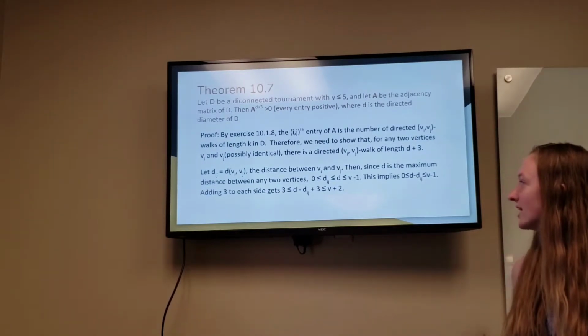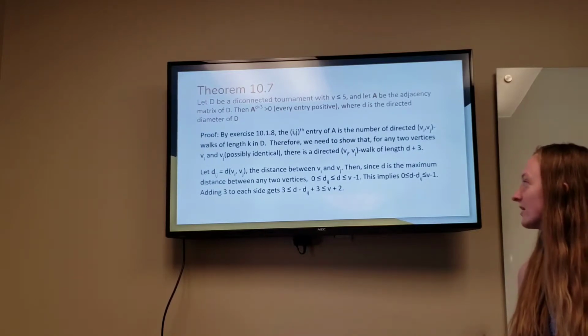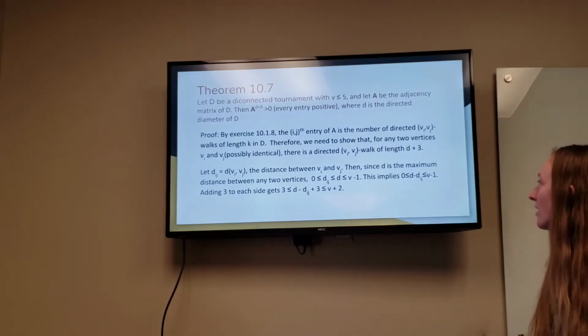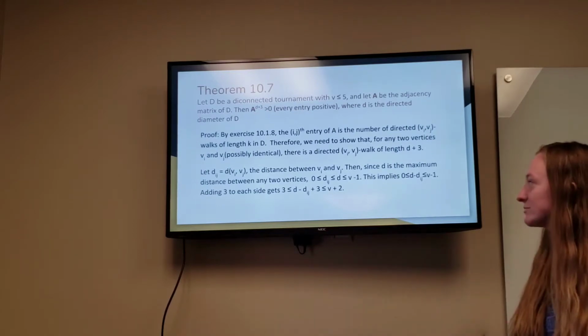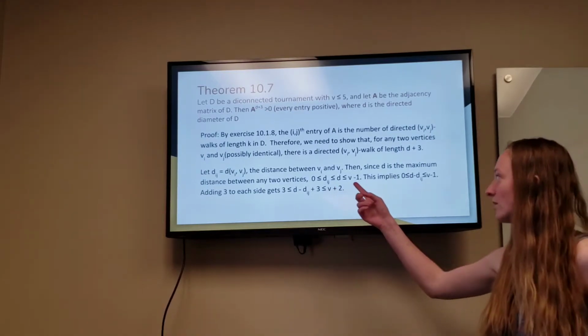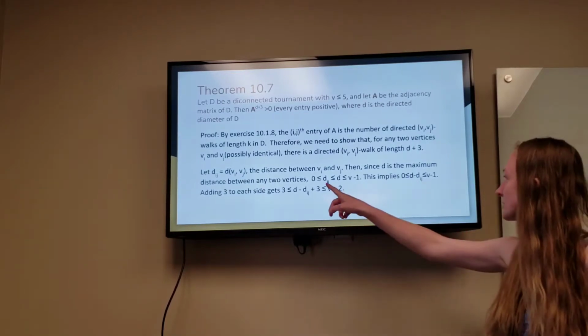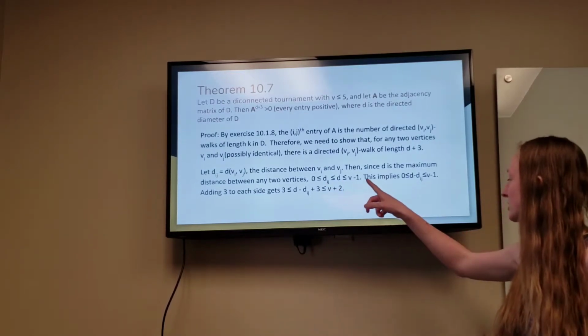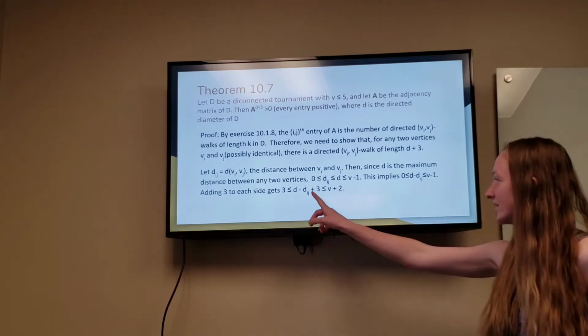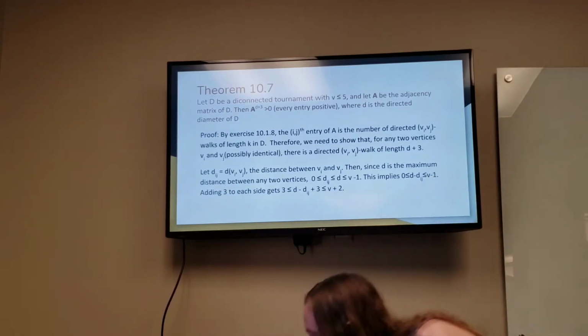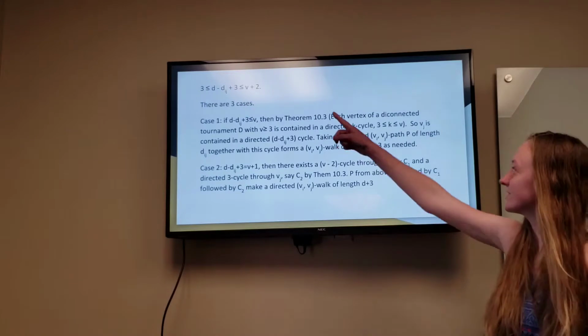So if you let dij just be the distance between vi and vj, since d is the maximum distance between any 2, we can get this inequality here. And that implies that this is true. This one's smaller, so we can just subtract it here and it will still be less. And then adding 3 gets us this inequality. And that's right up here.